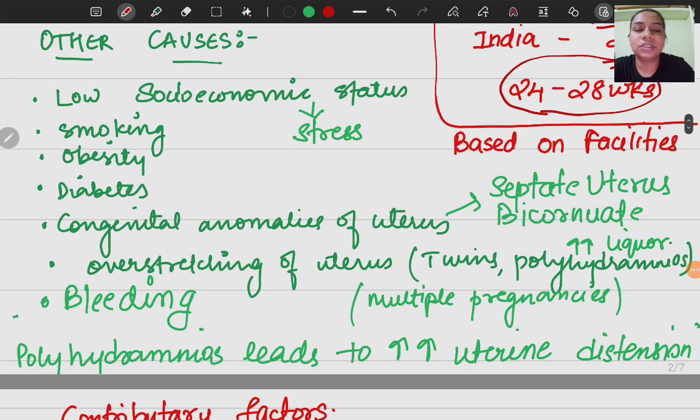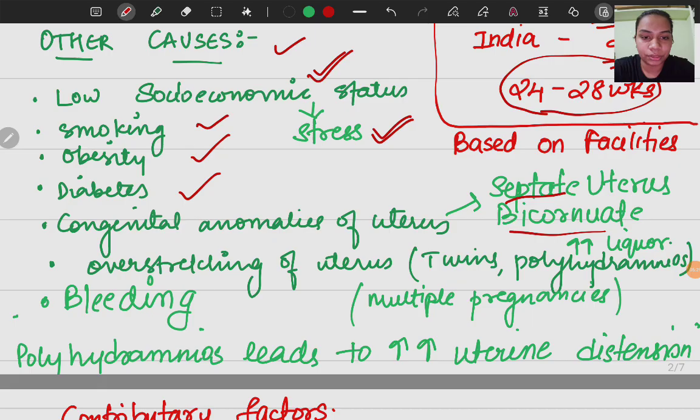What are the other causes associated with preterm labor? For example, if the mother is from a low socio-economic status and is having stress, financial stress, that stress is going to affect the baby. Because of that, contractions can increase and it may lead to preterm labor. Then smoking, if the mother has a history of smoking. Next is obesity, diabetes, and any congenital anomalies of the uterus, like septate uterus or bicornuate uterus.